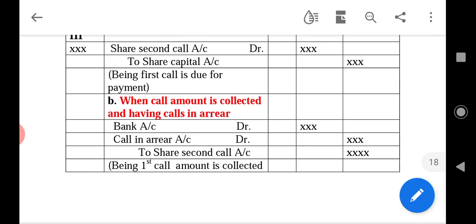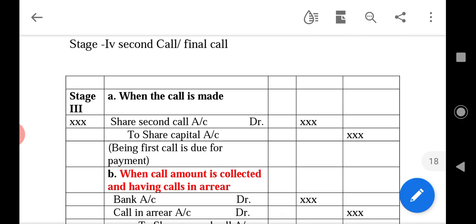So dear student, you memorize these journal entries and equip yourself to pass journal entries regarding the various problems. We will see the problem side in the next session.